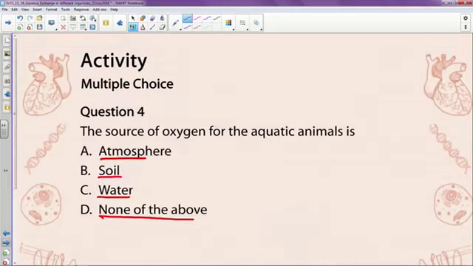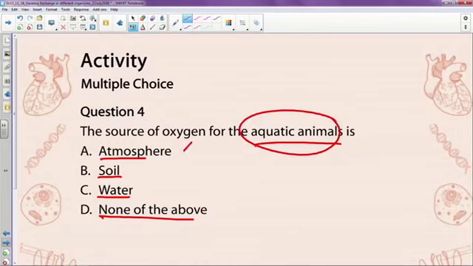Question 4. The source of oxygen for aquatic animals is, so plants or organisms that live in water, where do they get their oxygen from? Does it come from the atmosphere? No. Aquatic means living in water. Does it come from the soil? Definitely not. They live in water, and hence it comes from water.